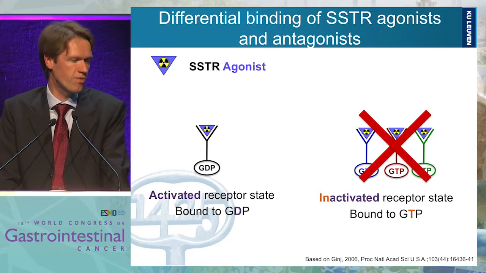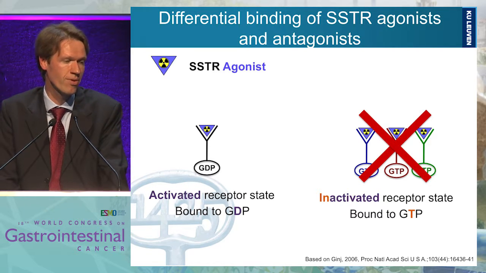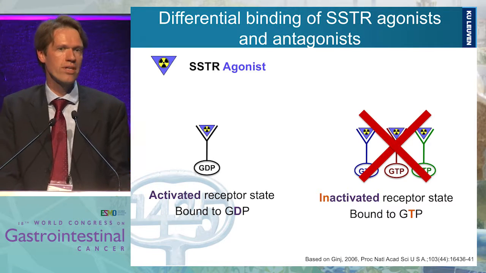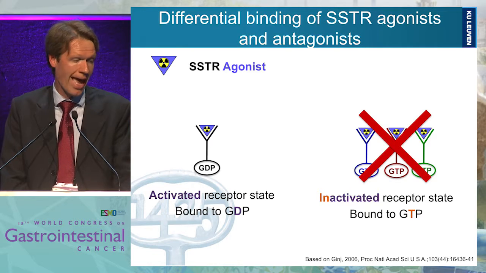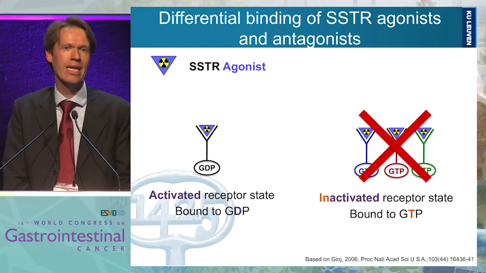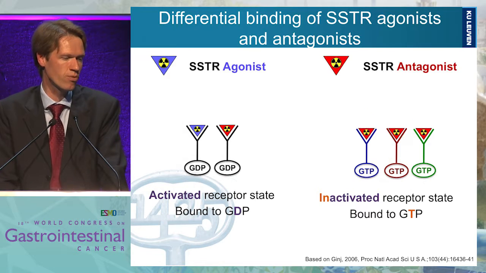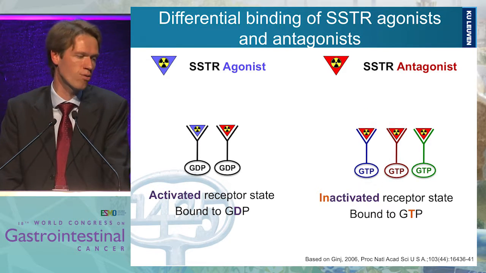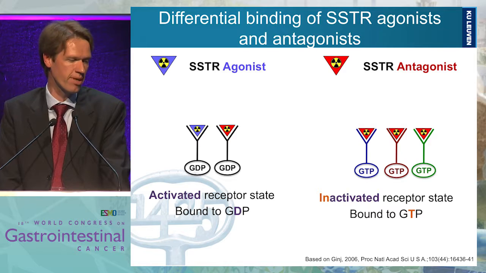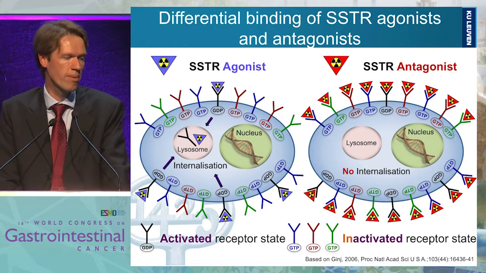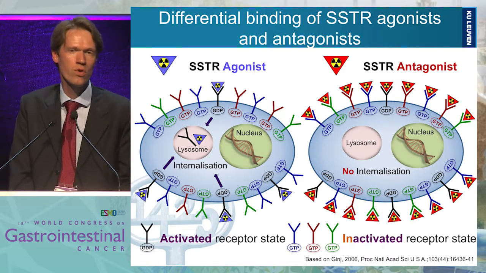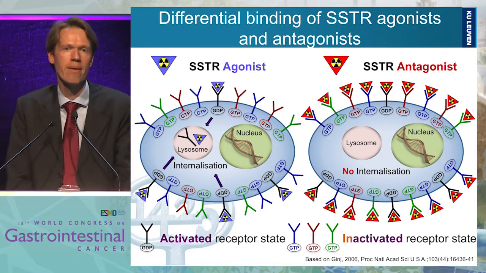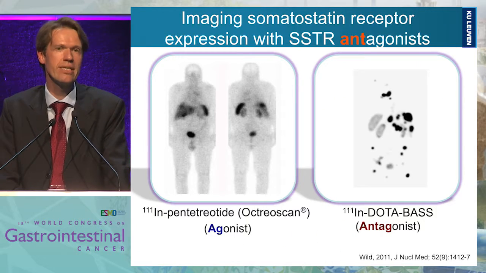Now, the next step in this field probably will come from somatostatin receptor antagonists. This is because all the data that I show now are based on agonists. Agonists bind to the activated receptor bound to GDP, but cannot bind to the inactivated receptor, which is bound to GTP, whereas antagonists can bind to both the activated and the inactivated receptor. So if you use radiolabeled agonists, you can only bind to a fraction of the receptors, as most of them are in the inactivated state. Whereas if you use the antagonist, you will have much more target and much higher accumulation, and this can lead to these kinds of images.